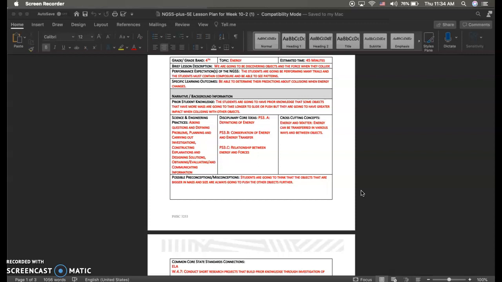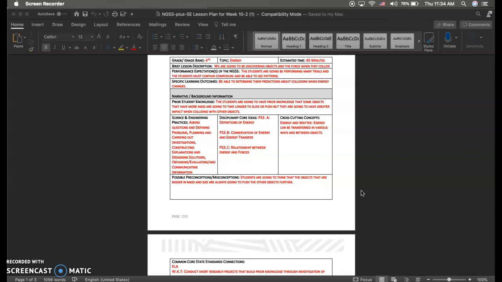So some of the prior knowledge that the students may have coming into this lesson plan is that they know that if an object has a greater mass or it's bigger, it's going to take longer for it to slide across the floor, but since it has more mass, it will be able to kind of stand its ground and be able to push the other object in a different direction. And so that is some of the background knowledge that some of the students may know, but some of them may not exactly know that.